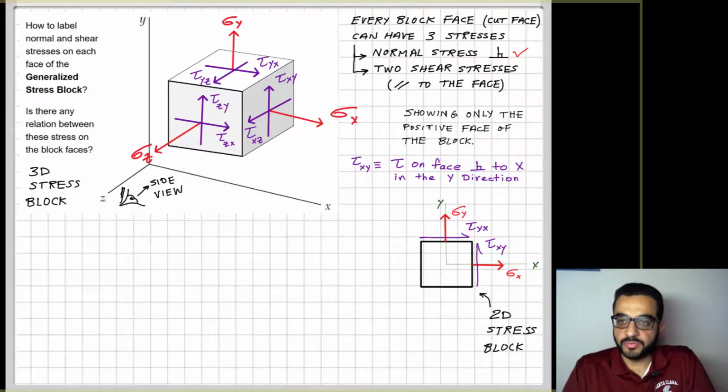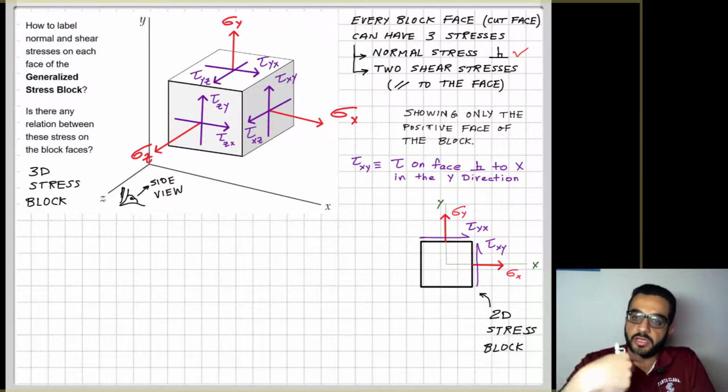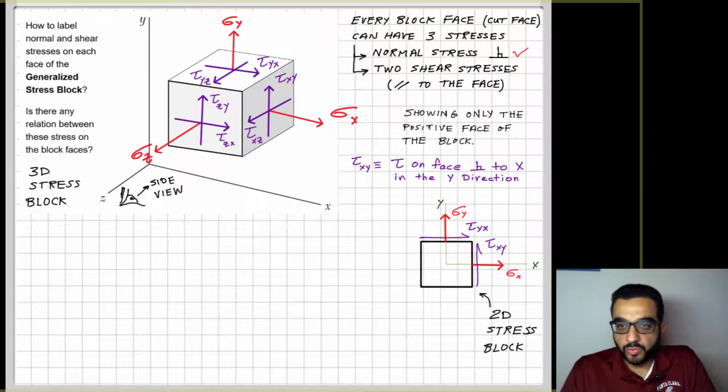So I can only see sigma X and sigma Y. I can see tau XY and tau YX. But I cannot see tau YZ because it's not acting in the plane that I'm trying to view, which is XY. Tau YZ is kind of going into my eye. Tau ZY and tau ZX are not in the plane I'm viewing.